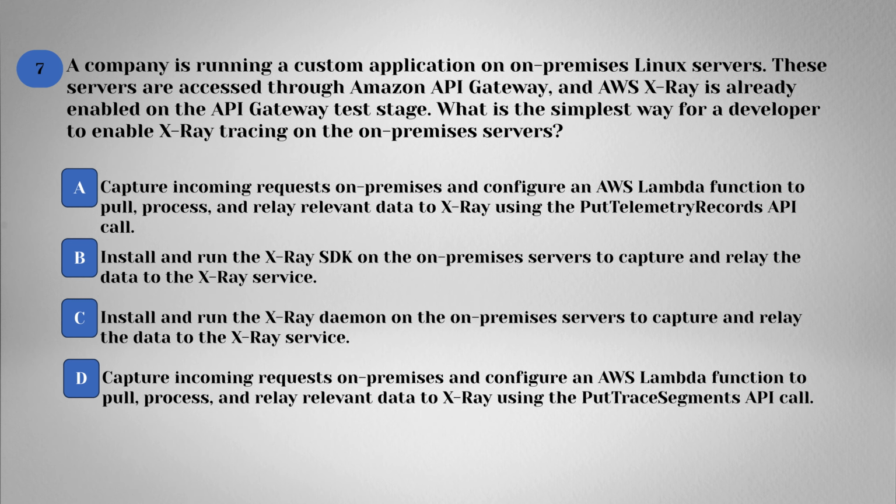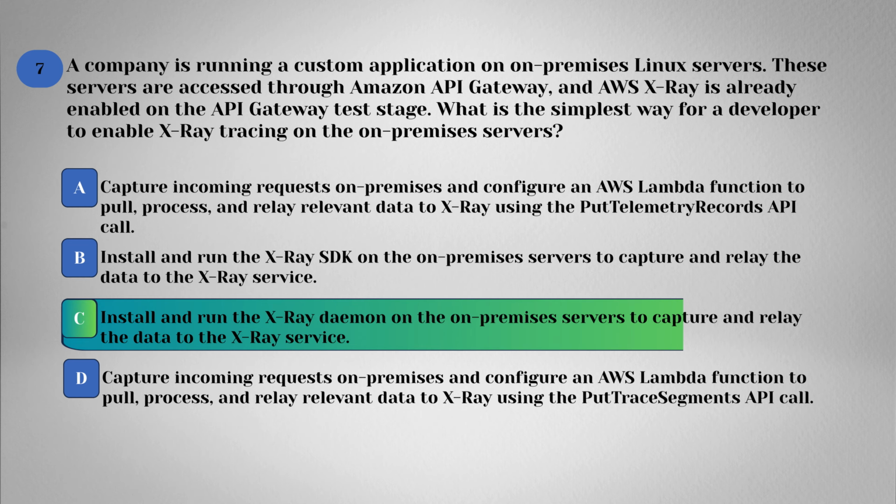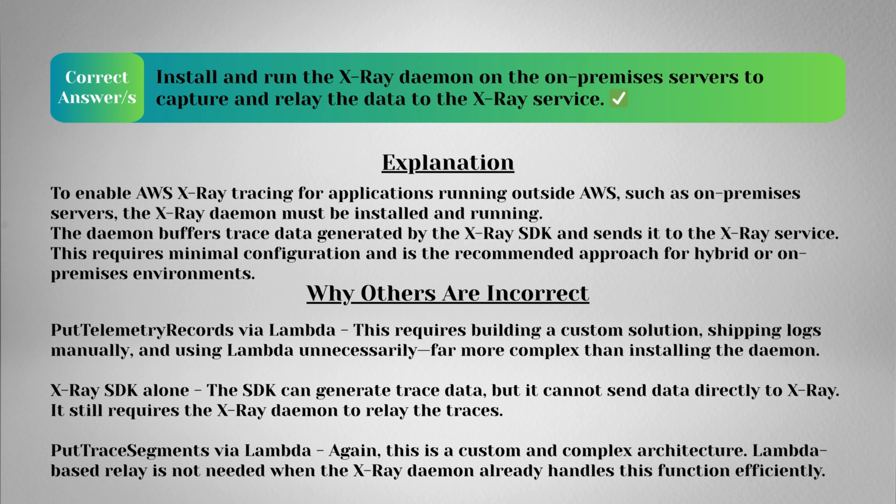Correct answer: install and run the X-Ray daemon on the on-premises servers to capture and relay the data to the X-Ray service. Explanation: to enable AWS X-Ray tracing for applications running outside AWS, such as on-premises servers, the X-Ray daemon must be installed and running. The daemon buffers trace data generated by the X-Ray SDK and sends it to the X-Ray service. This requires minimal configuration and is the recommended approach for hybrid or on-premises environments.